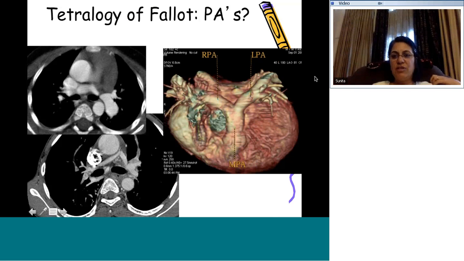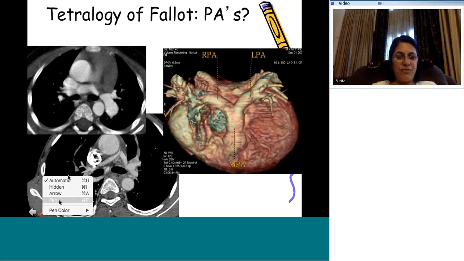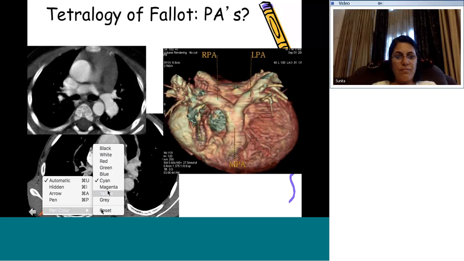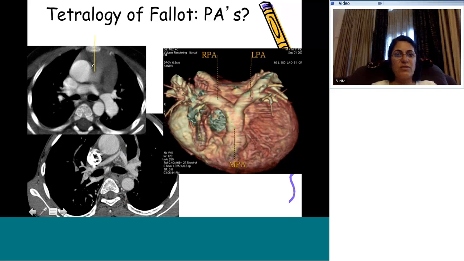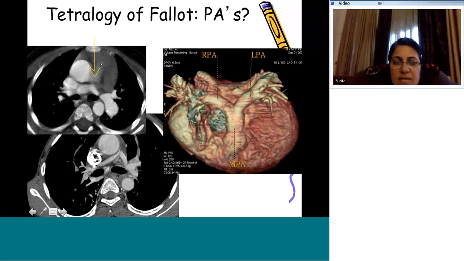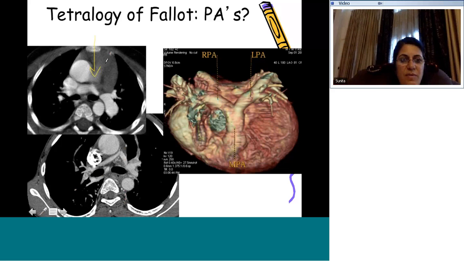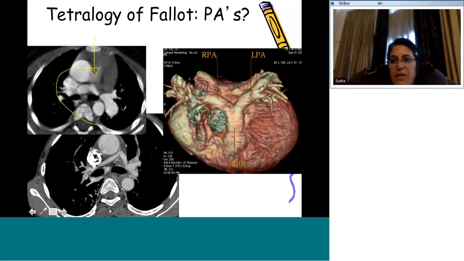Now let's just look at these CT images. I want you to tell me, let's start with this one here on the left. What is the diagnosis? What do you think of the pulmonary arteries here? What is going on in this case? In this patient here, what is happening with the PAs?